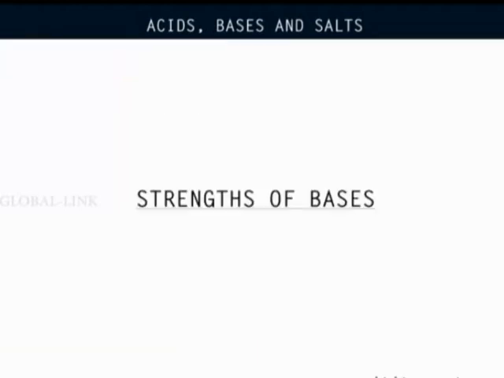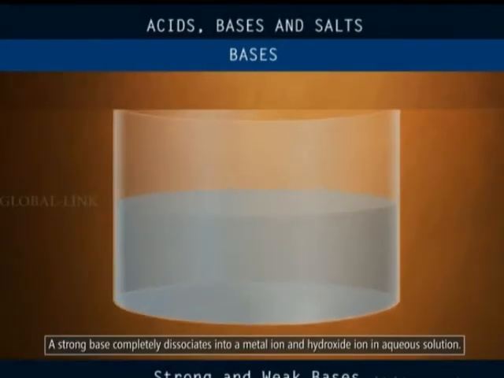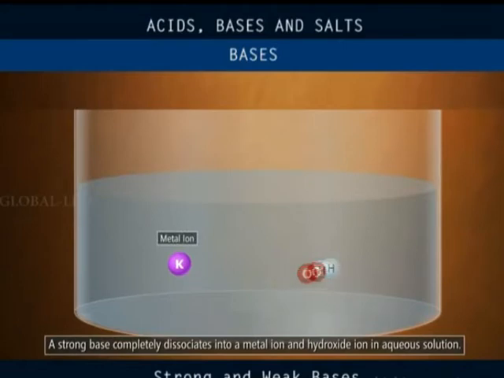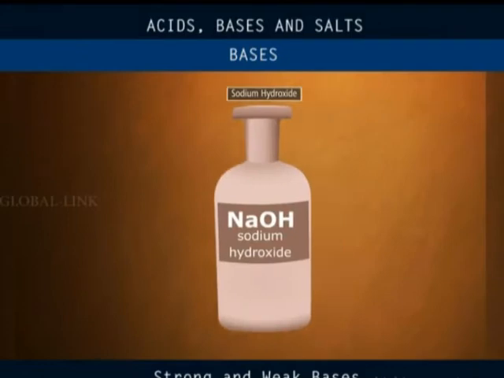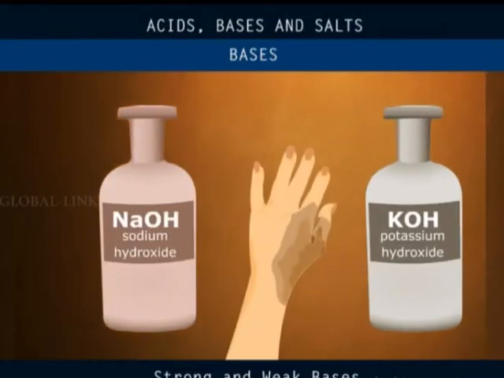Bases can also be categorized into strong and weak bases. A strong base completely dissociates into a metal ion and the hydroxide ions in aqueous solutions. Strong bases like sodium hydroxide and potassium hydroxide are corrosive and can burn the skin.